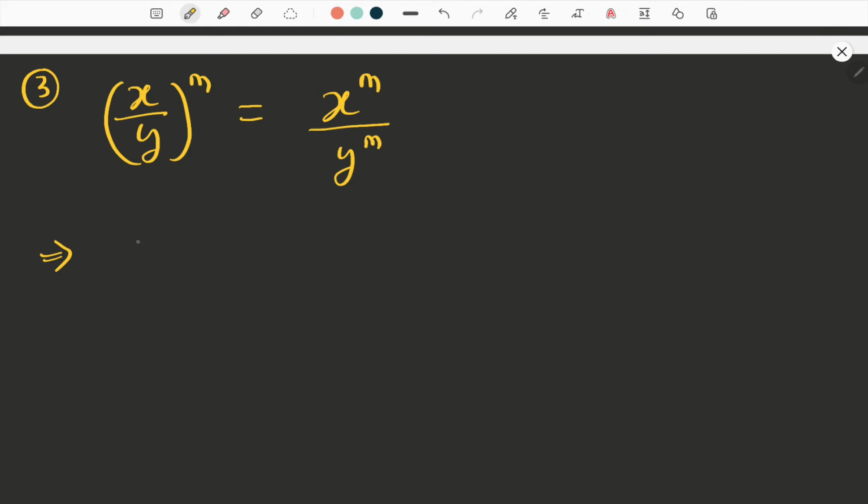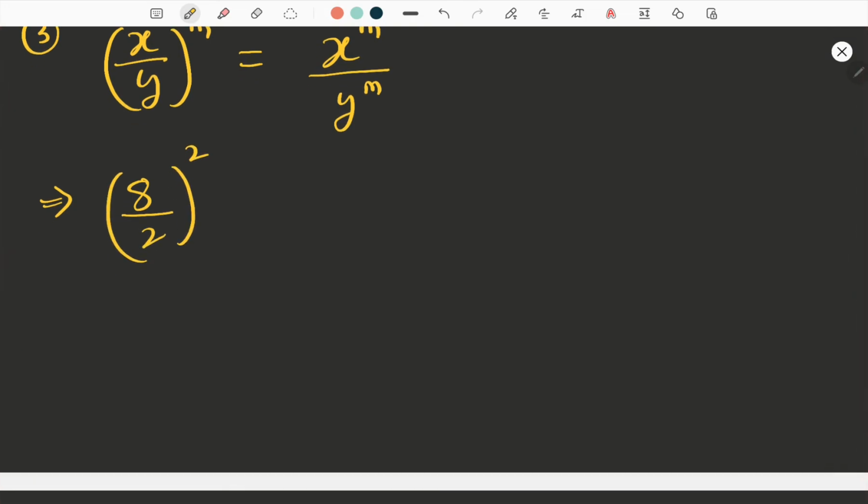That is like 8 by 2 whole square. 8 by 2 whole square is there, for example. Okay, you do this answer. How much will be the answer? 2 ones are 2, 2 fours are 8, so 4 square means it comes to be 16.